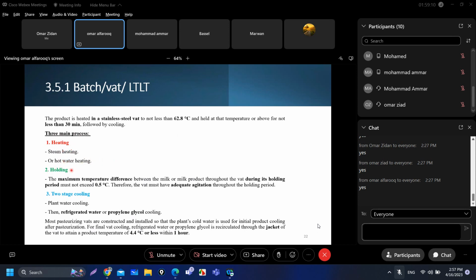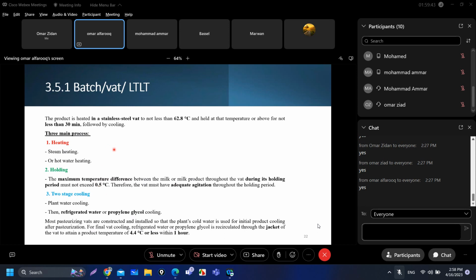After that, the holding. Now, one important thing during holding is that the maximum temperature difference throughout the whole milk should not exceed 0.5 degrees Celsius. Okay, between any region in the tank, between any milk point and another milk point, there should be no temperature difference above 0.5 degrees Celsius. Therefore, we need adequate agitation during the holding period.